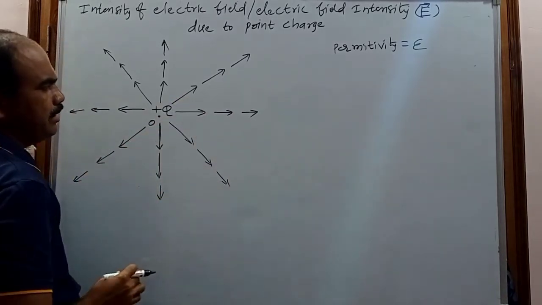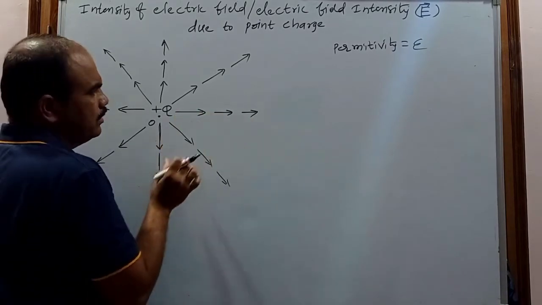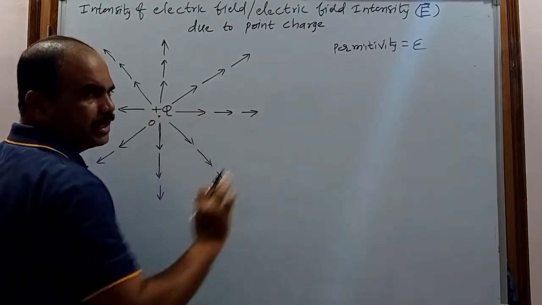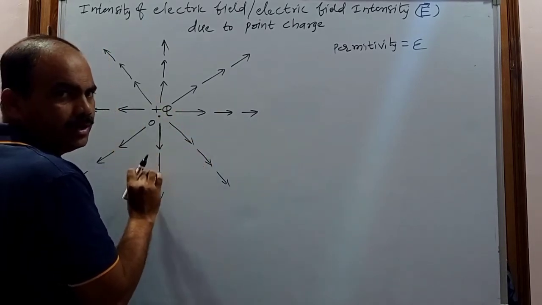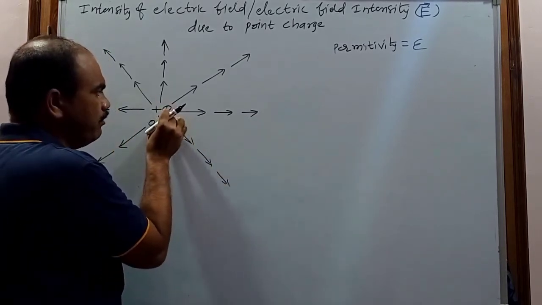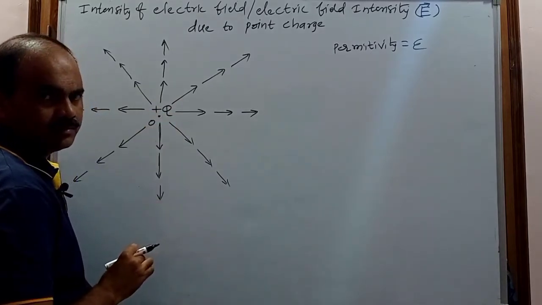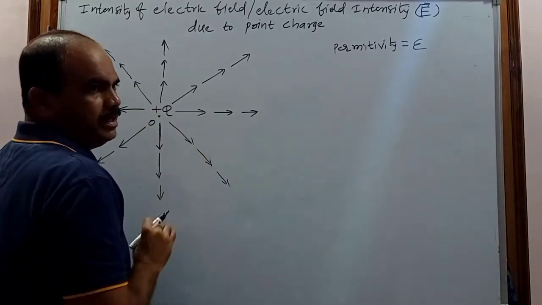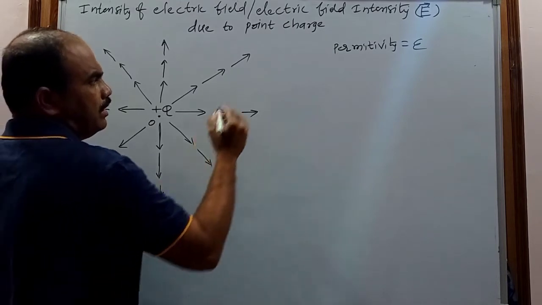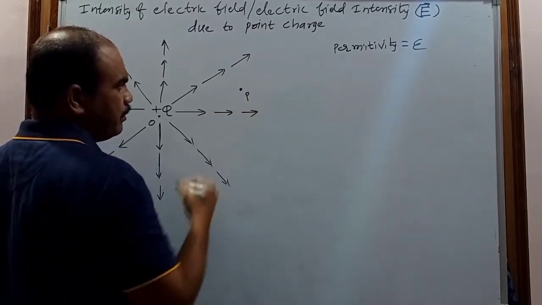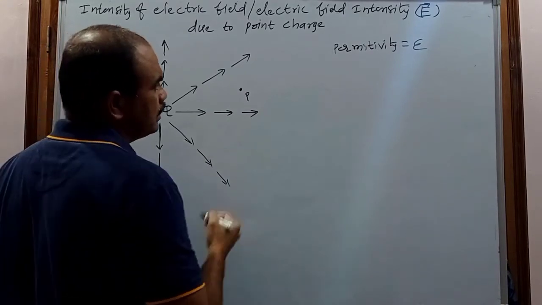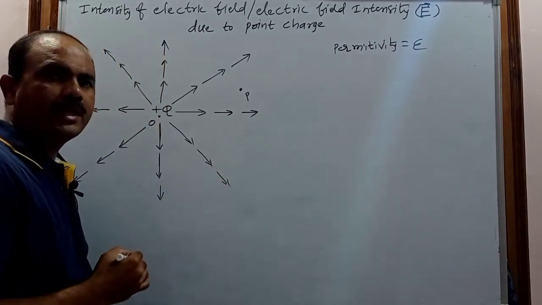Again, if we observe the length of these arrows, the length of the arrows is gradually decreasing, which means the influence of the electric field gradually decreases as we move away from this point charge. So if we want to find the influence of the electric field at a point P, that can be determined by taking a test charge.